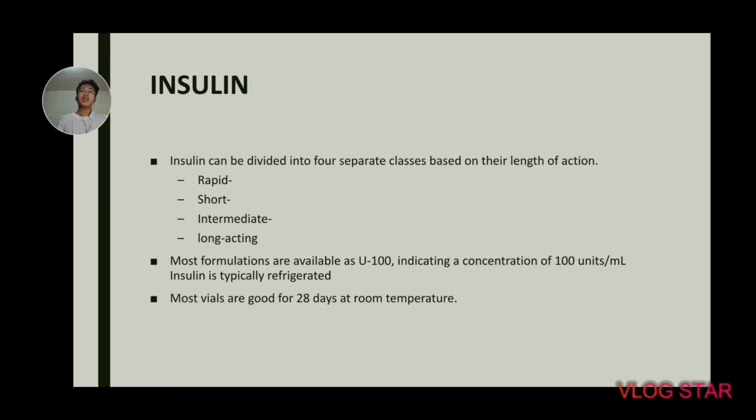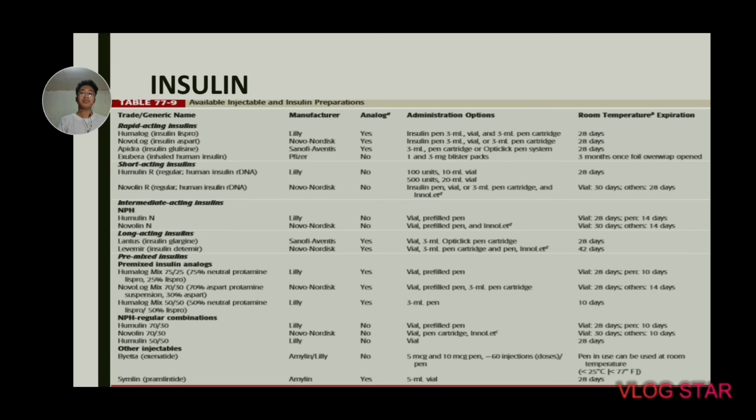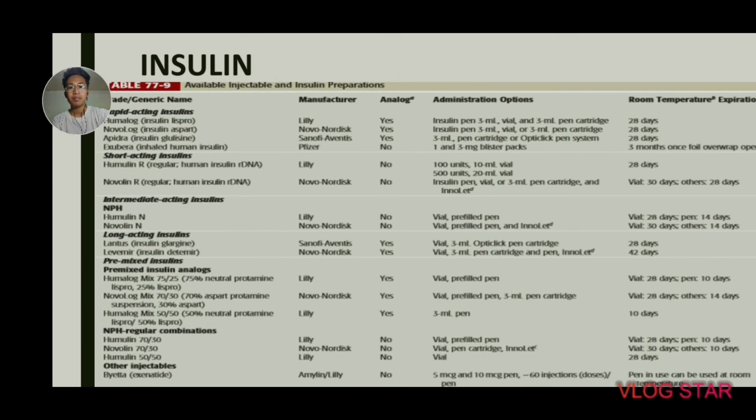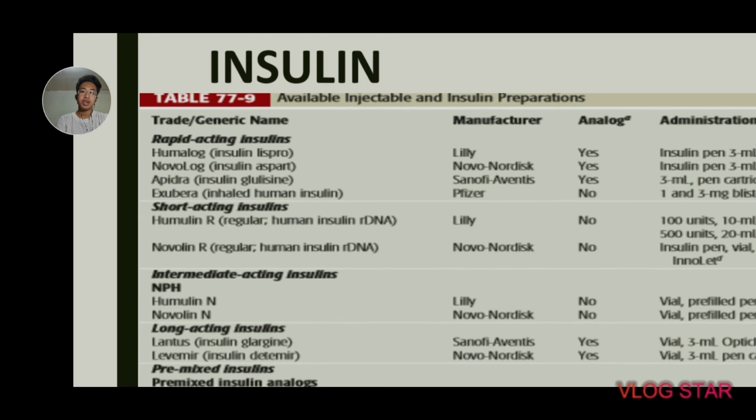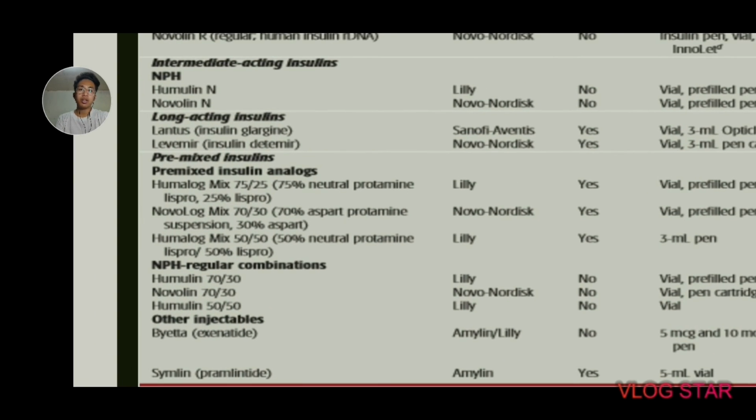Insulin can be divided into 4 separate classes based on their length of action: rapid, short, intermediate, or long-acting. Most formulations are available as 100 units, indicating U100, a concentration of 100 units per mL. These insulins are typically refrigerated. However, most vials are good for 28 days at room temperature. So this is just a general list of the types of insulin, starting with your rapid-acting insulins, which we'll discuss later on.